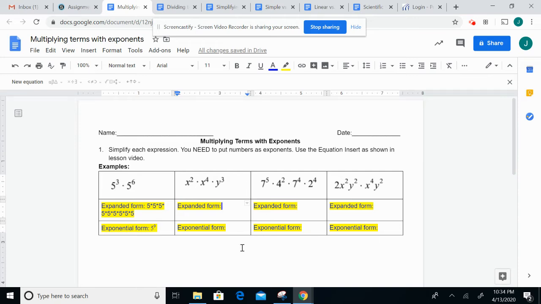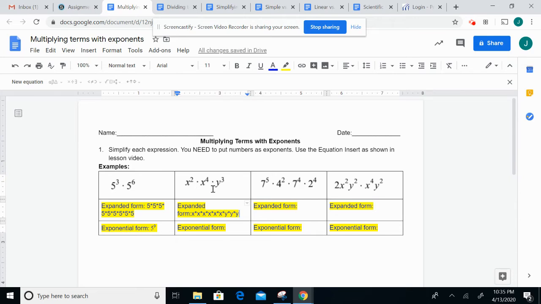Let's do the next one. Now we have variables, but let's go ahead and do the expanded form. How many x's are being multiplied in the first term? 2. 1, 2. How many are being multiplied in the second term? There are 4. 1, 2, 3, 4. And then how many y's are being multiplied? Well, we have 3. 1, 2, 3.